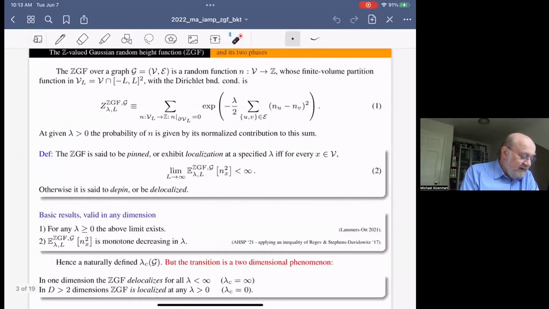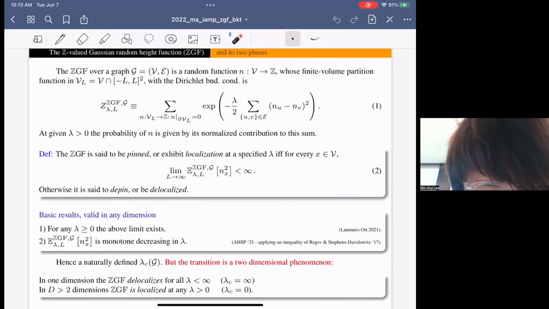Now, basic results... May I ask a question? Yes, please. Are we aiming for the infinite volume? Or are we just restricting our attention to the finite volume?